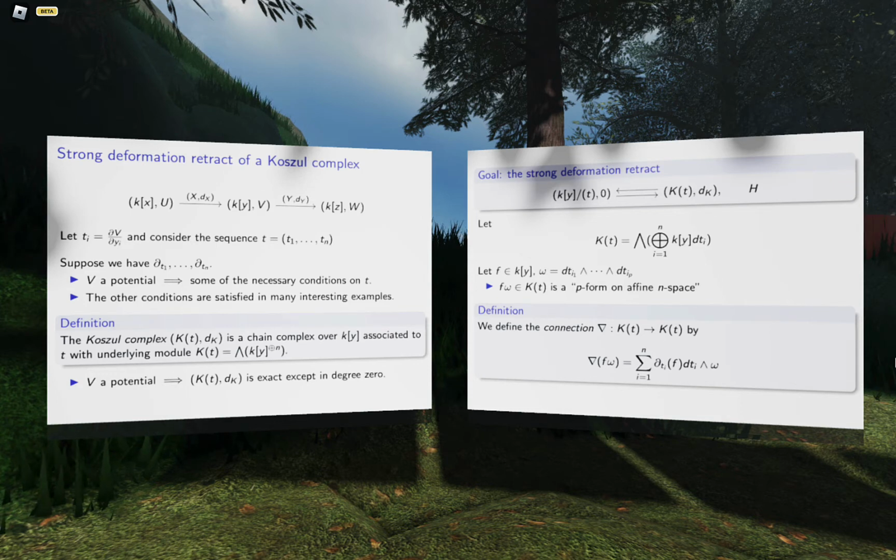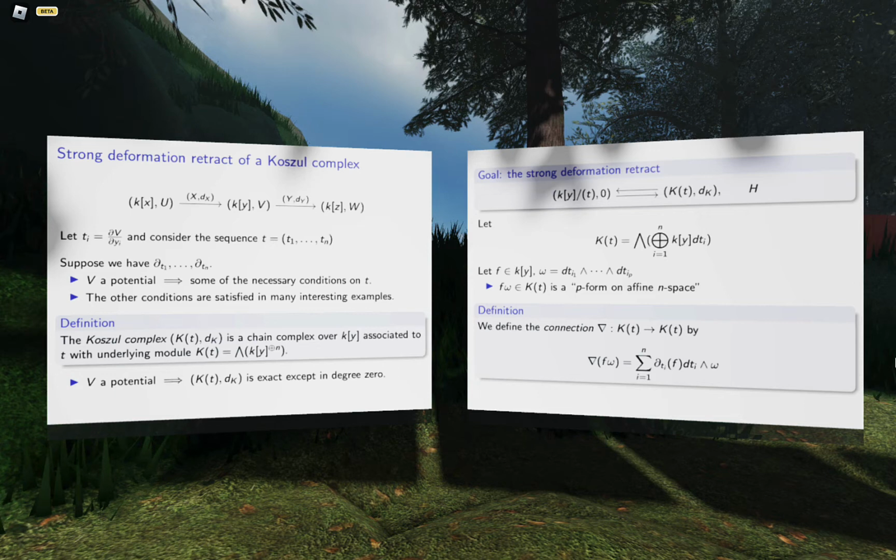So remember, these are our one morphisms. We're looking at their composition in LG. And we're going to let our sequence T, the sequence we're going to differentiate with respect to, be the sequence of the normal partial derivatives of the potential V, right? And we're going to suppose that we have these differential maps. So V being a potential implies some of the necessary conditions on T for these things to exist. And the other conditions are satisfied in many interesting examples. And we'll discuss this point a little bit more right at the end.